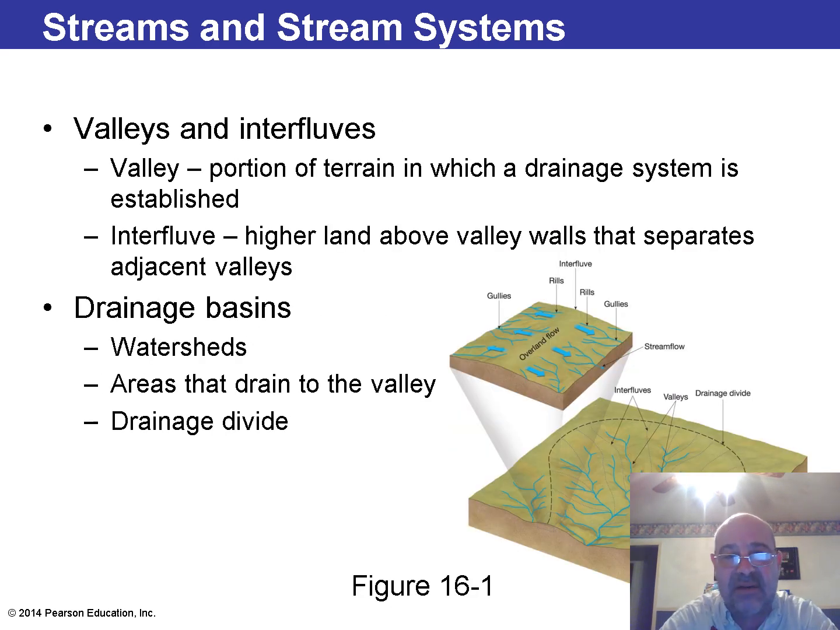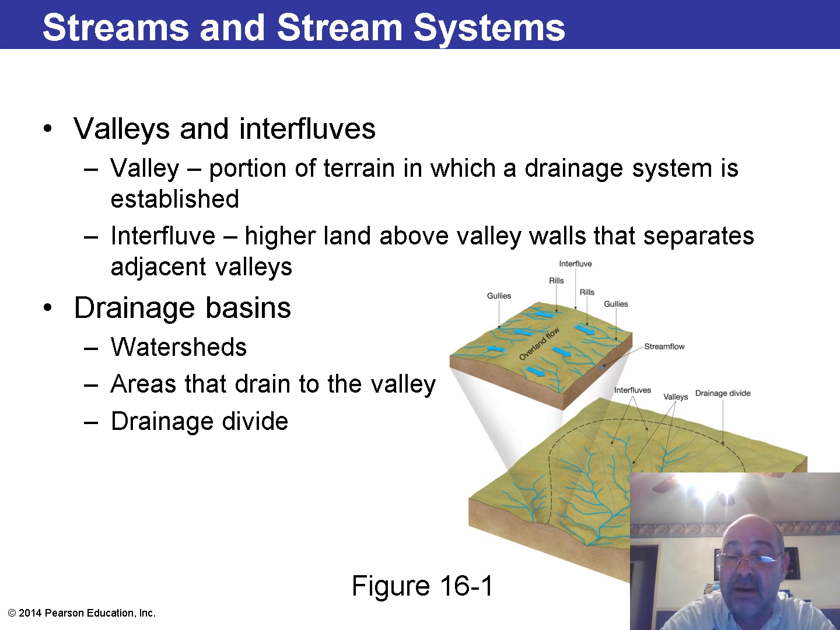So what are valleys and interfluves? A valley is a portion of terrain in which a drainage system is established, usually the low area. Water runs downhill, right? And also takes the path of least resistance. So once it gets to the bottom, that's when it starts incising and creating a channel. An interfluve is the highland above the valley walls that separates the adjacent valleys. Every stream, no matter how big, little bitty stream, big river, they all have interfluves.